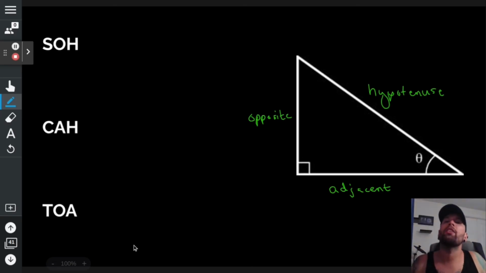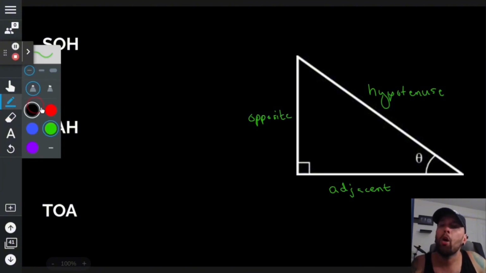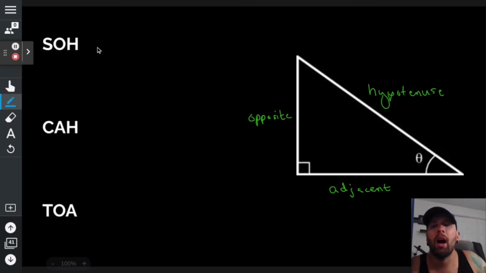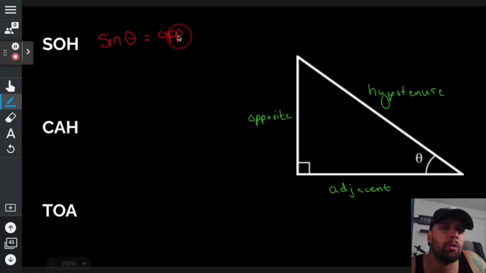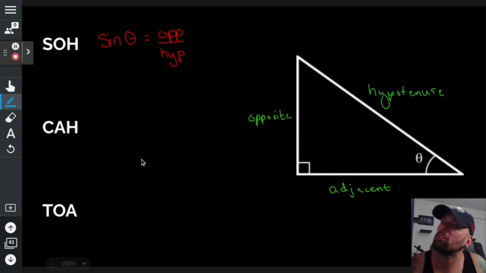Now, SOHCAHTOA is an acronym, and my three trig functions are sine, cosine, and tangent. So this obviously means sine something. What does it mean? Well, SOH stands for sine theta equals the opposite side, and I'll just abbreviate it, over the hypotenuse. So if for some reason I told you I need to find that angle, and I've given you the opposite side and the hypotenuse, you are going to use sine.